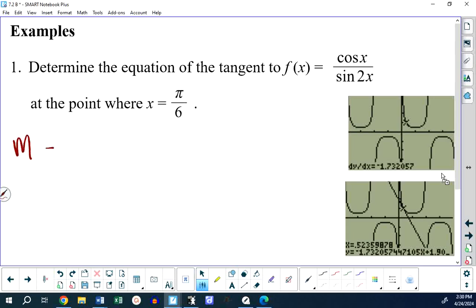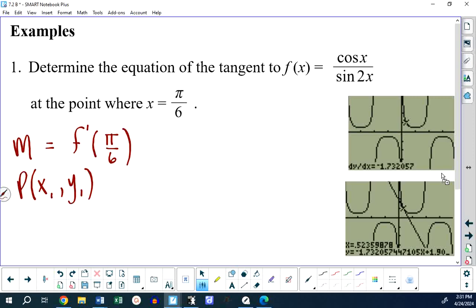In order for you to determine the equation of a tangent line, the way I've taught it, if it were grade 10, I'd say you need to know the slope and the y-intercept. That's not what we do here. You need to know the slope and a point on the line. Well, the slope is going to be f prime of pi over 6, right? That goes way back. You should know that already. The only thing that's different here is we're using trigonometry.